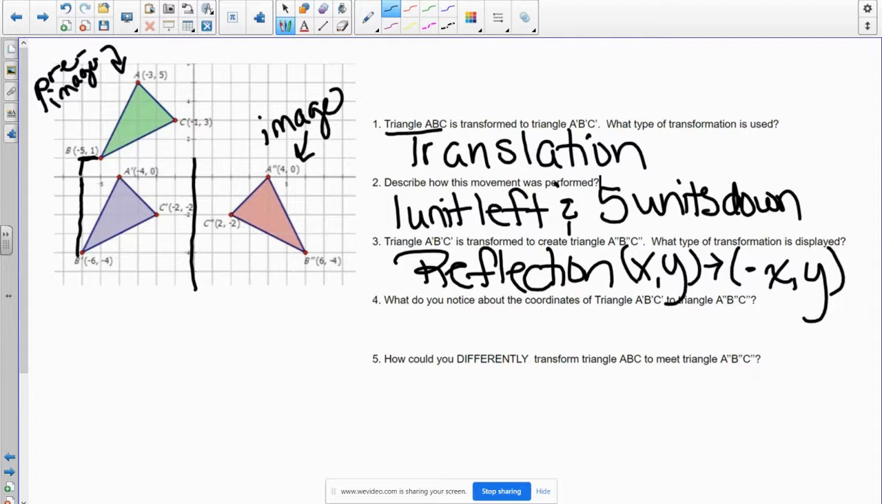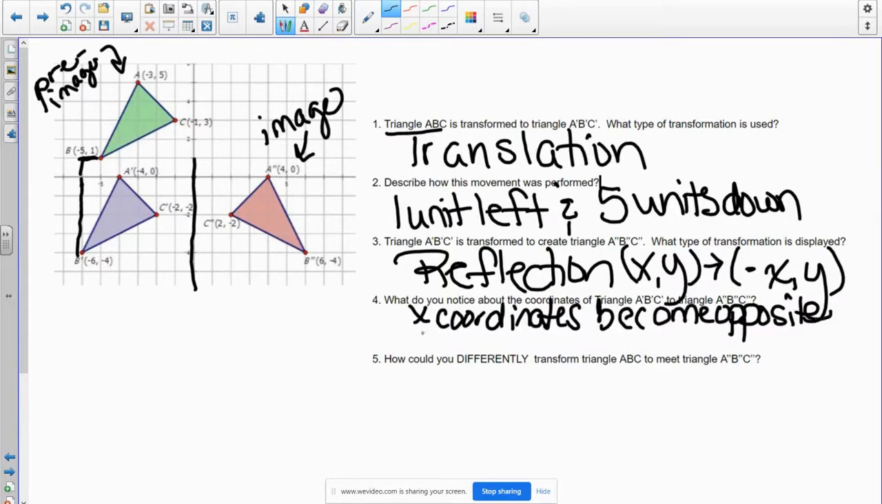So what do we notice about the coordinates? That the x coordinates became the opposite value, and the y coordinates stayed the same.